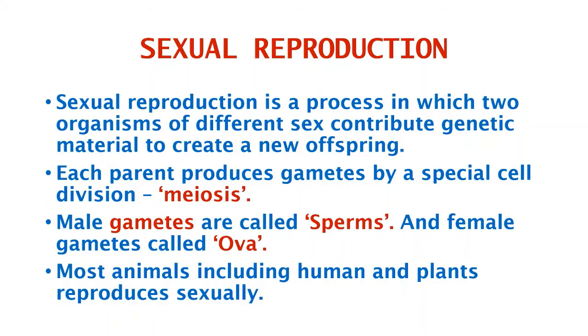In sexual reproduction, two organisms of different sex are involved. They contribute genetic material and a new offspring is produced. Each parent produces gametes by a special cell division called meiosis. The male gametes are called sperms and the female gametes are called ova. Most of the animals, including human beings, and plants reproduce sexually.